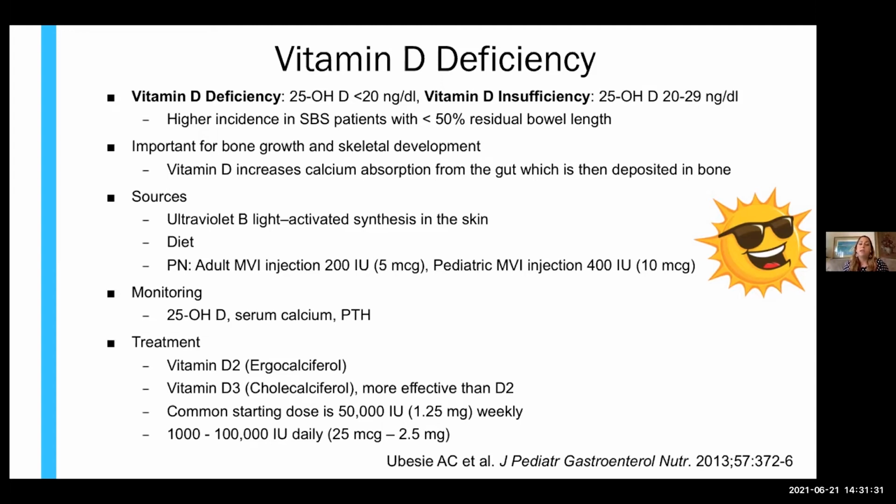We check vitamin D status by looking at the 25-hydroxy form, also looking at serum calcium and PTH levels. We have 2 formulations of vitamin D that we can use to treat. There's vitamin D2, ergocalciferol, or vitamin D3. We prefer to use the vitamin D3 because it's more effective and it's absorbed more, but sometimes it is more expensive to use. The common starting dose that we use is 50,000 units or 1.25 milligrams once a week to try to correct a deficiency. And then daily doses can vary greatly depending on the child and their absorption. So in patients with significant malabsorption, we sometimes have to use very high doses. So just keep going until you correct the deficiency. Sometimes even 50,000 units daily I've had to use.